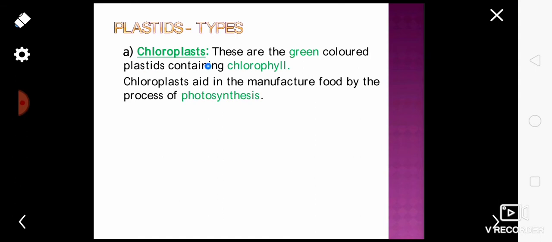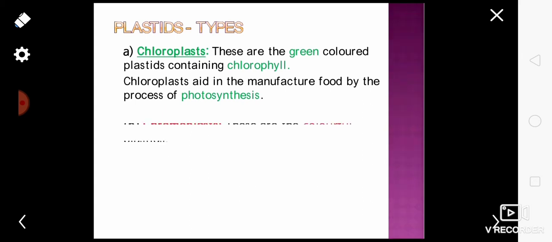Firstly, we can see about chloroplast. Chloroplasts are the green colored plastids which contain a pigment known as chlorophyll. So chlorophyll containing plastids are known as chloroplast. And you know the process of photosynthesis, the pigment chlorophyll is helping for the process of photosynthesis. So that is the function of chloroplast.